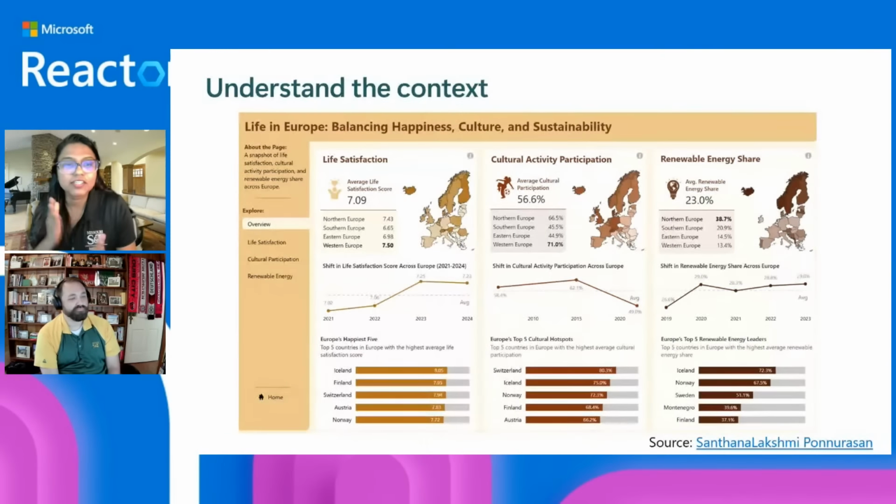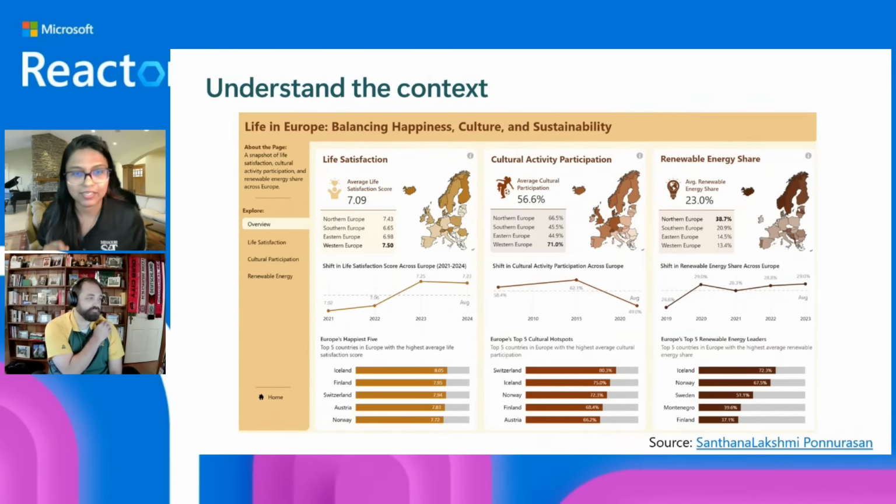Perfect. So step one is to understand your purpose and audience. The report that you see on the screen right here is an example. This report is tailored to the general audience, so basically for the people who are trying to understand what life in Europe looks like. Now, if this report had to be tailored for the European cultural experts, this would look very different.